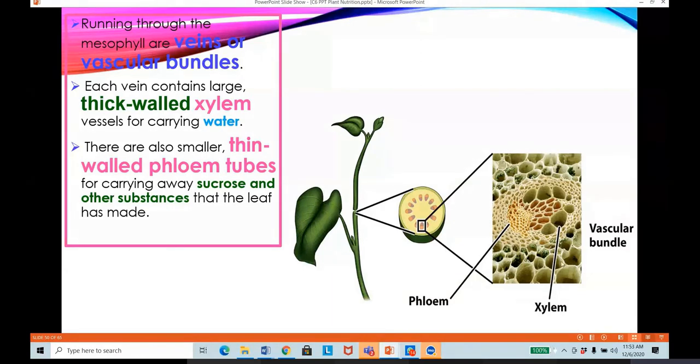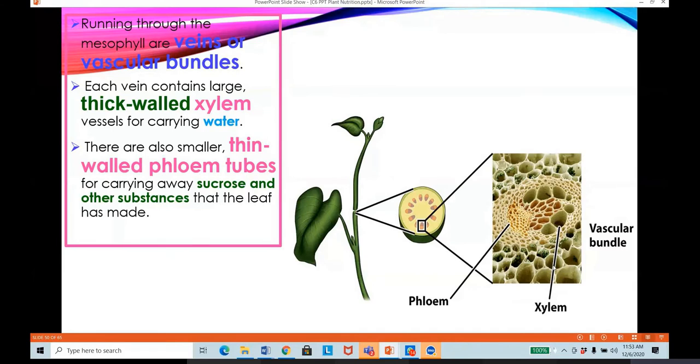So, can you see these? These are the xylem vessels, which are thick-walled, carrying the water and the mineral ions. And these are the phloem vessels, which are the thin tubes, which carry the sucrose and water vapor from the leaves to the rest of the plant. Can you see it clearly, ladies?